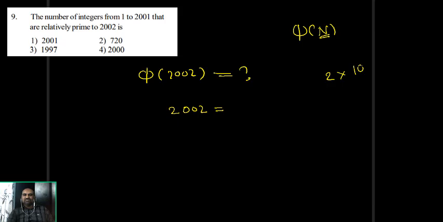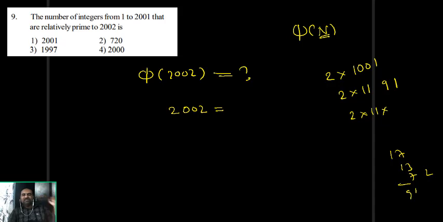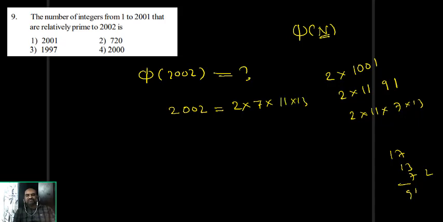2002 is 2 into 1001. 2 into it divides 11. 11 nines are 99, 11 into 91 is 1001. 7 threes are 21, 91. I can say 7 into 13. Okay, so what I can write here? 2 into 7 into 11 into 13.